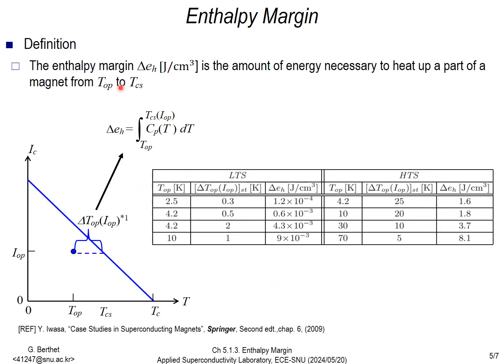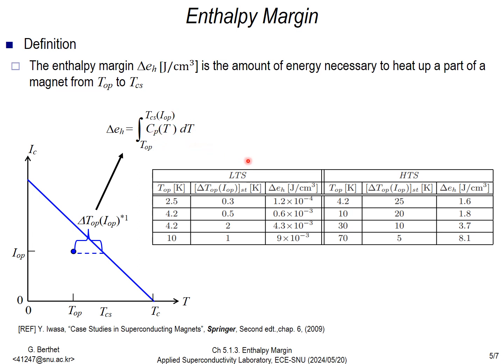So, the enthalpy margin is defined as the amount of energy necessary to drive a magnet or parts of it into the current sharing regime. In other words, it is the amount of energy needed to heat up a part of the magnet from the operating temperature to the current sharing temperature. It is therefore defined by the integral, from T_op to T_CS, of the specific heat capacity of the magnet.